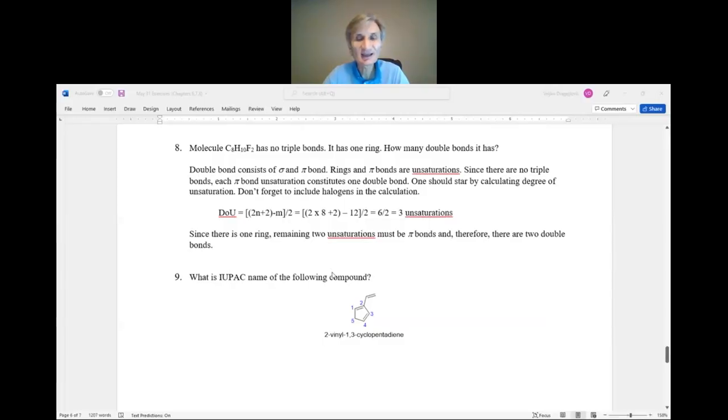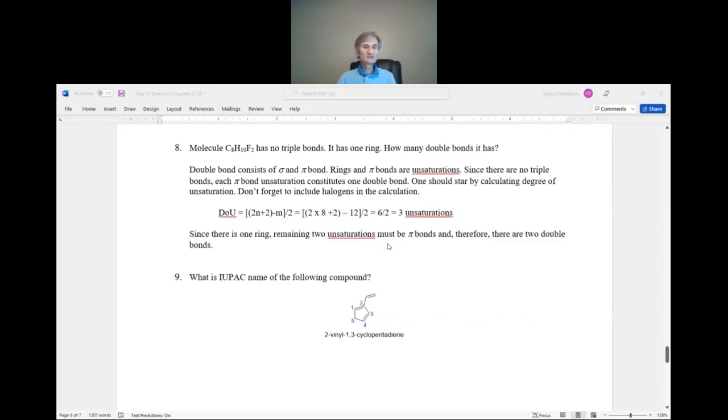So now we are going to look at 4 questions that are related to chapter 8. So, molecule C8H10F2 has no triple bonds. It has one ring. How many double bonds does it have?